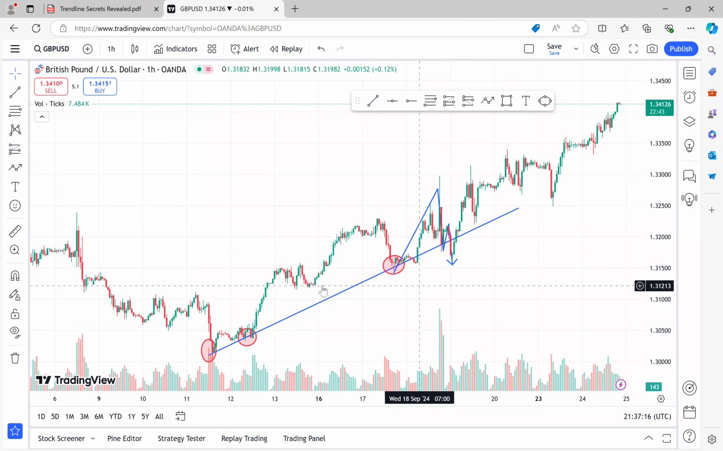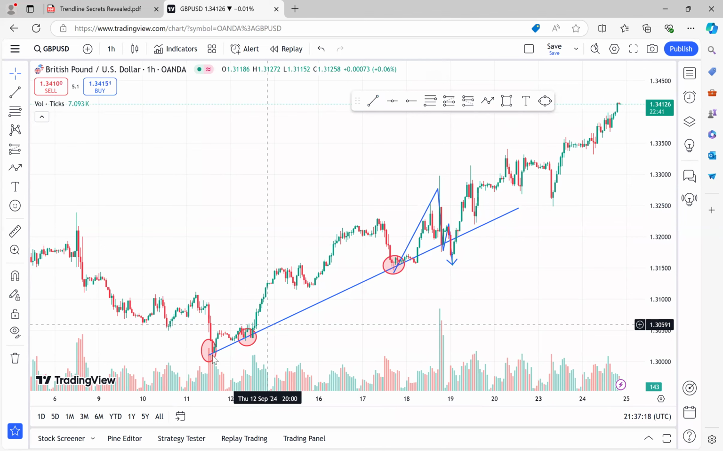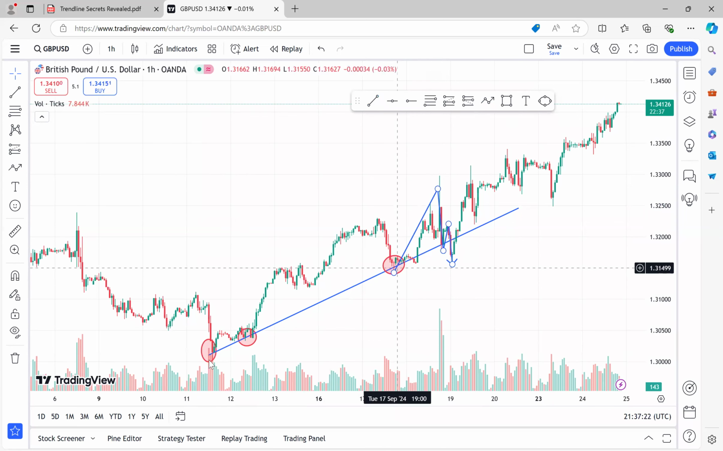So now let's count this. This is point A, point B, point C, point D. So 1, 2, 3, and 4. On the fourth touch of the trend line, price tends to become invalid. That's just the rule of a trend line. Now I'm giving you the main rule you need to know to use a trend line.